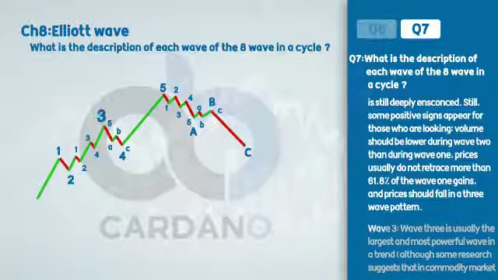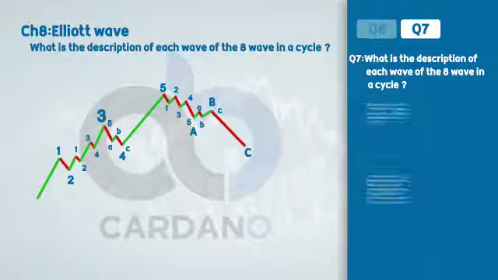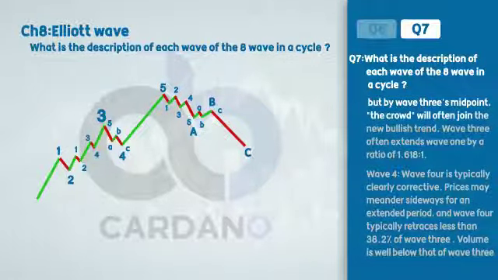Wave 3. Wave 3 is usually the largest and most powerful wave in a trend, although some research suggests that in commodity markets, Wave 5 is the largest. The news is now positive, and fundamental analysts start to raise earnings estimates. Prices rise quickly. Corrections are short-lived and shallow. Anyone looking to get in on a pullback will likely miss the boat. As Wave 3 starts, the news is probably still bearish, and most market players remain negative. But by Wave 3's midpoint, the crowd will often join the new bullish trend. Wave 3 often extends Wave 1 by a ratio of 1.618 to 1.